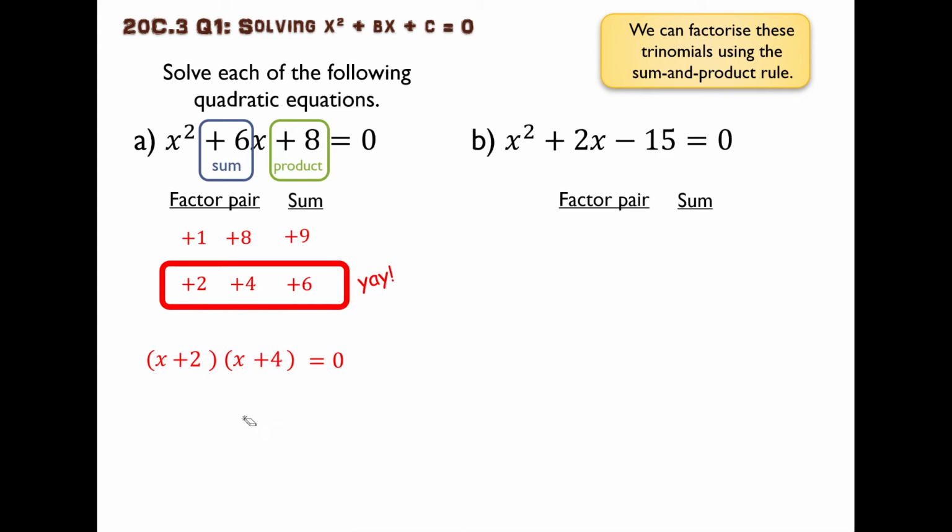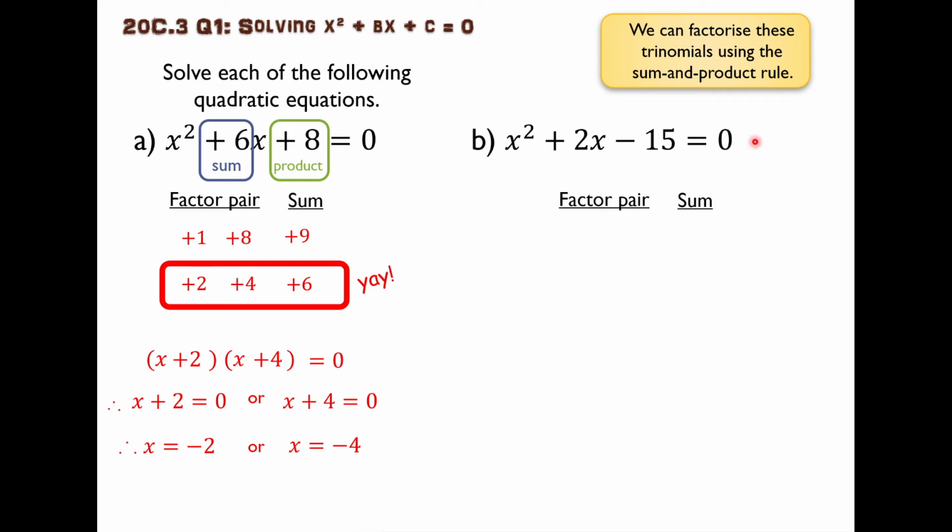Cool. Now it's factorized. Now we can do the null factor law that we've seen before and solve each of these. Either x plus 2 is 0 or x plus 4 is 0. If I solve this one, +2 moves to the other side, becomes -2. This one, +4 moves to the other side, becomes -4. So either x is -2 or x is -4.